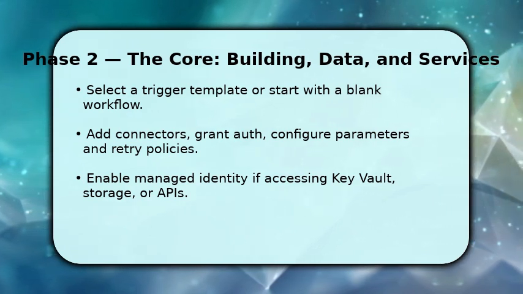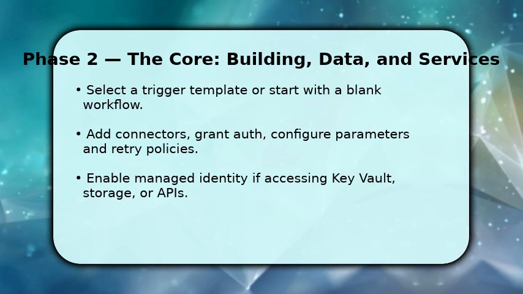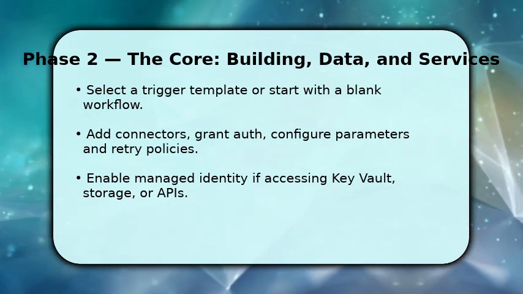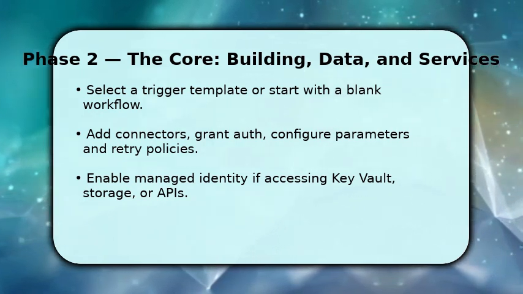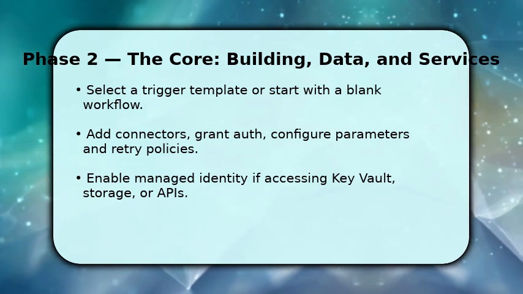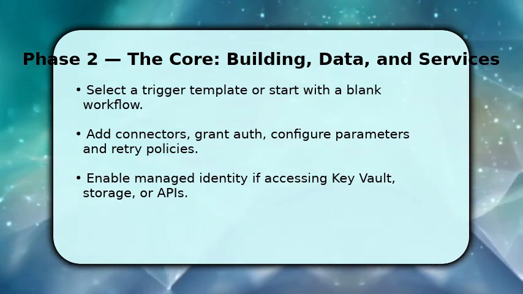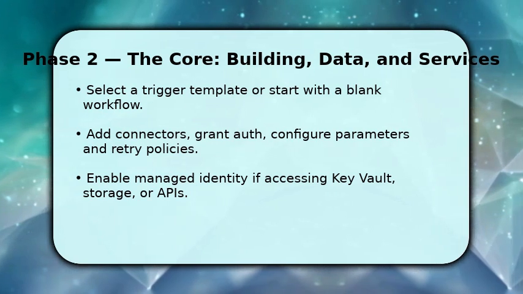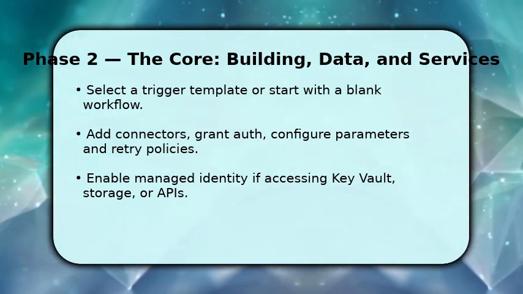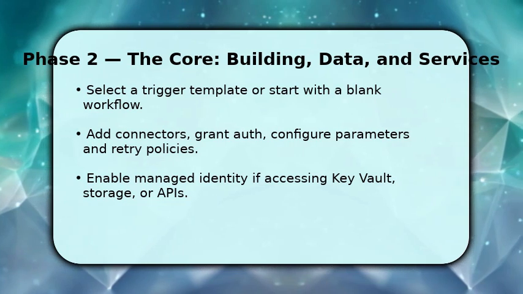Configure action inputs, outputs, expressions, and retry policy for idempotency. If you need secrets, enable system-assigned managed identity and grant it access to key vault or storage. Once your steps are chained and conditions set, validate and save, then prepare to test the workflow end-to-end.